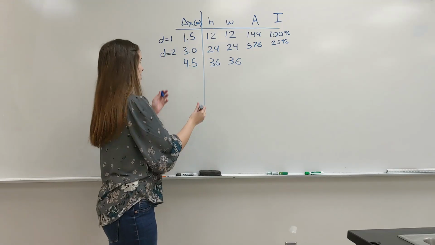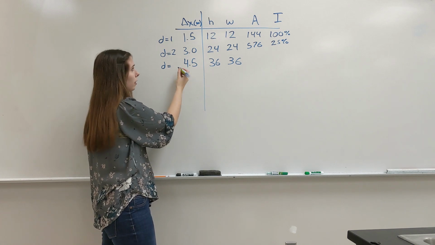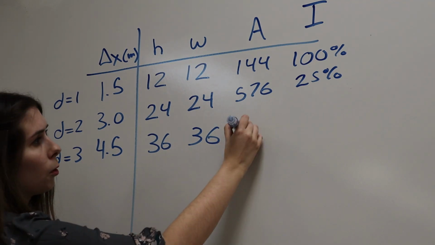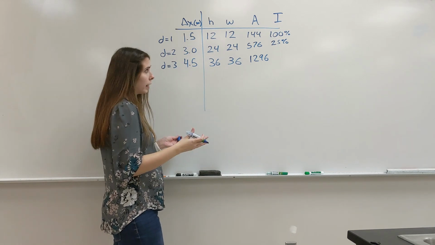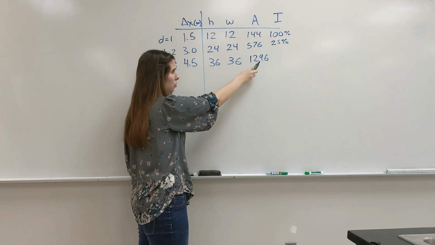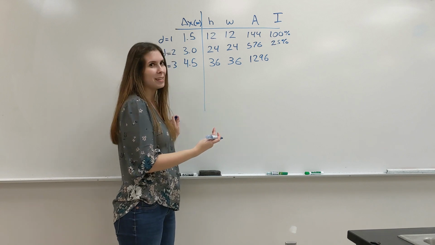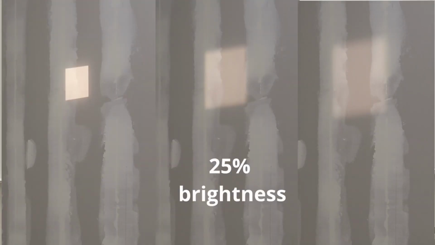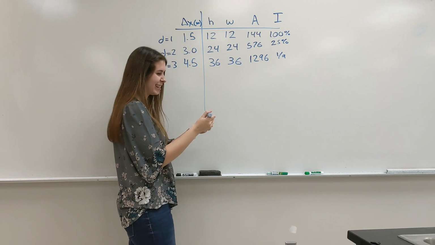Okay. Lastly, when our projector was 4.5 meters away, then that would have been the third distance. And if you multiply 36 by 36, we get 1,296 square centimeters. Again, if you do the math, 144 goes into 1,296 9 times. So now the intensity of the light is going to be 1/9. I don't actually know what the percentage is. It's going to be 1/9 of the original intensity of the light.